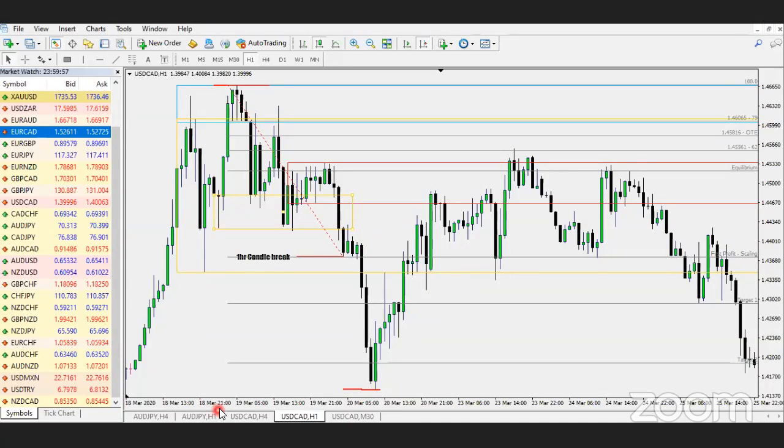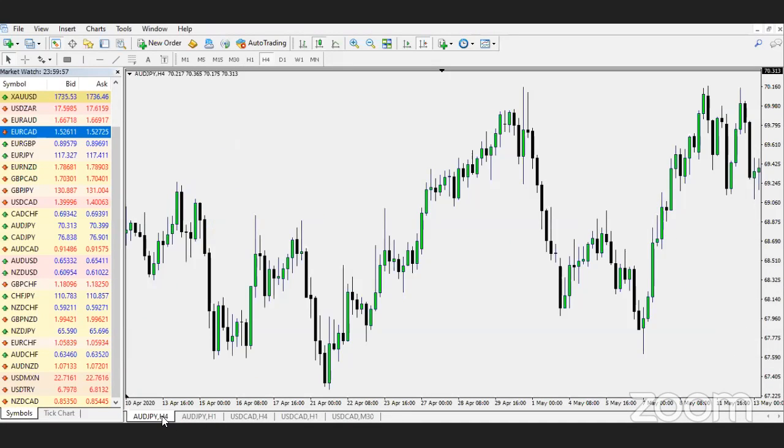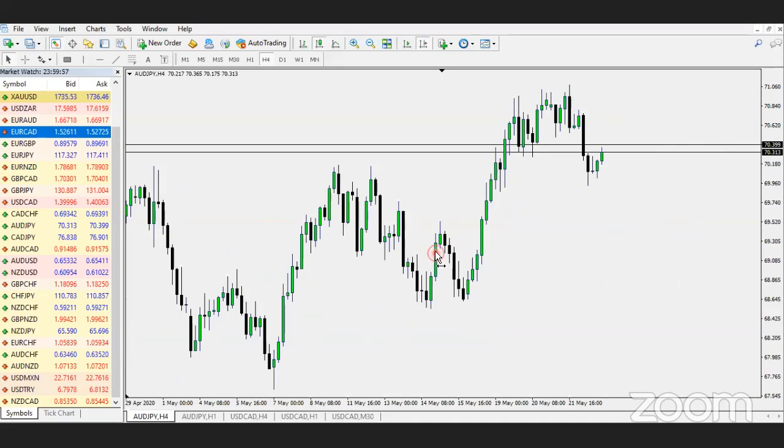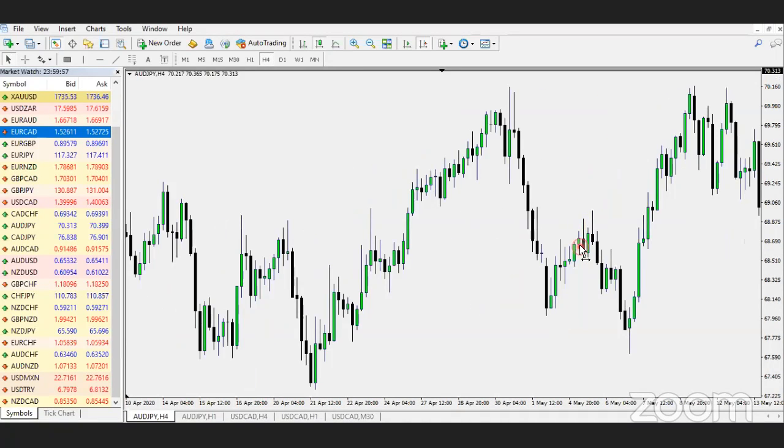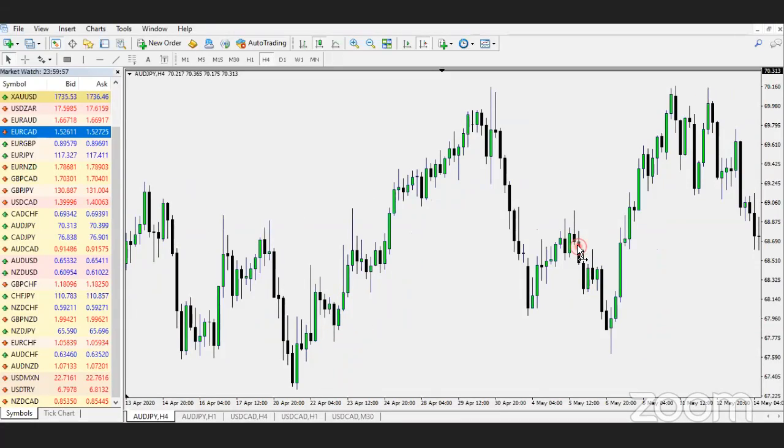So you can basically do this on any pair. So here's another pair. This is AJ. So let's just look at a recent low over here, and we can start from fresh. So let's just have a look over here. So let's start from the beginning. We know that we need to mark this candle over here as our source.